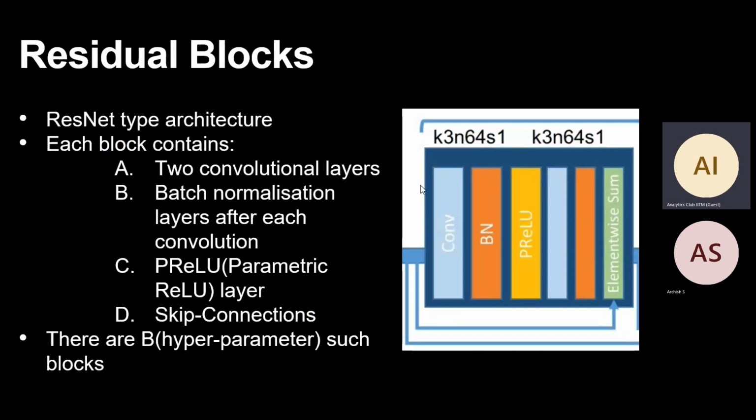In the residual blocks, the architecture is pretty simple. You have a convolutional layer, and you have batch normalization layers, and then you have skip connections. Can you guys guess what this K3N64S1 means? We were talking about something at the beginning of the lecture today. Yeah, K3 basically means kernel size 3, and S1 means stride 1. Can anyone guess what N64 is?